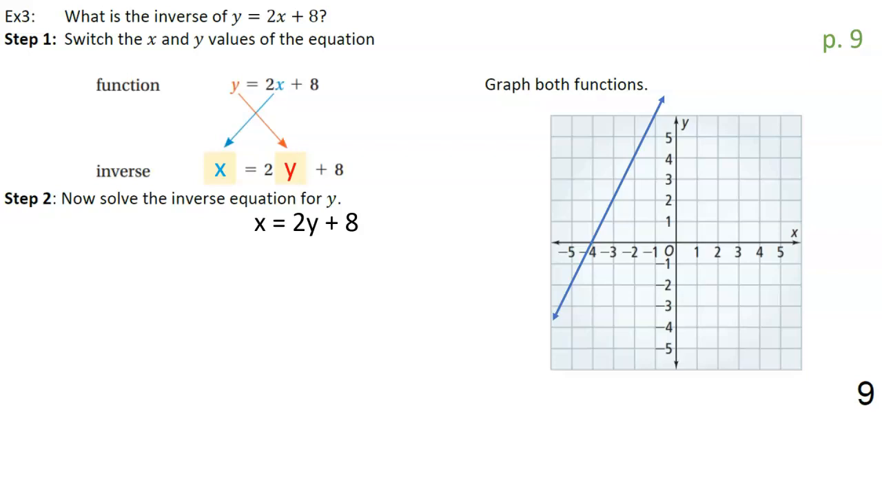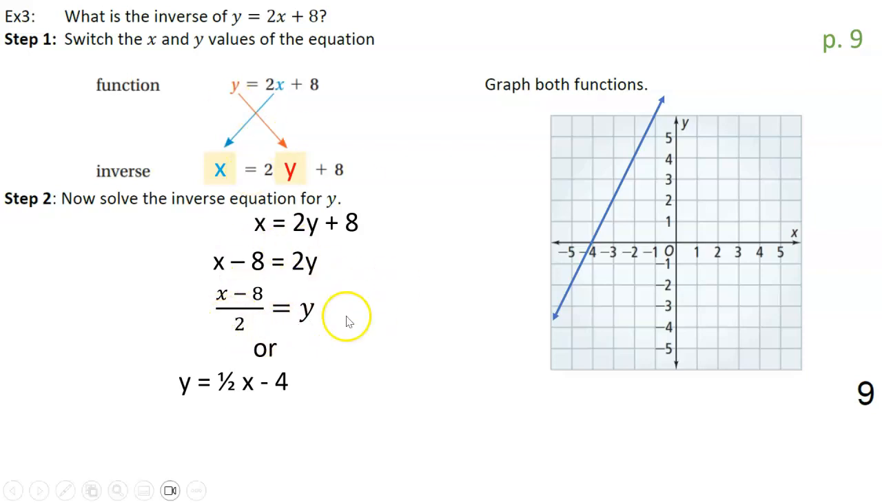So if we want to get y by itself, the first thing we need to do is subtract the 8 to the other side. So it's going to be x minus 8 equals 2y. And then to get rid of the 2, we can divide both sides by 2. Divide by 2, divide by 2. So you get x minus 8 all over 2 is your equation.